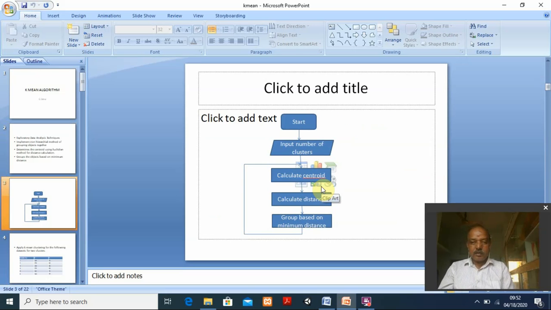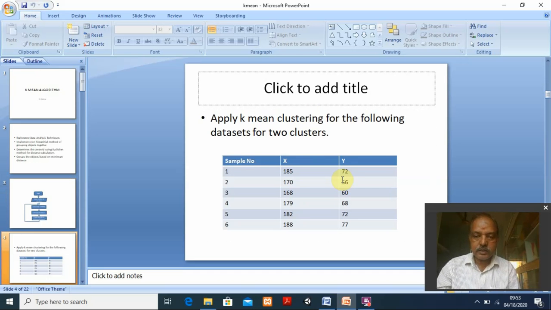Now, you see the flow chart. It starts, then input the number of clusters. I have taken K number of clusters, if you remember. Then calculate the centers of all the points you have randomly selected, calculate the distance to what is closest, and group based on the minimum distance. So for a cluster center, whatever things are close to it, you group to that particular center. So this is the thing done here.